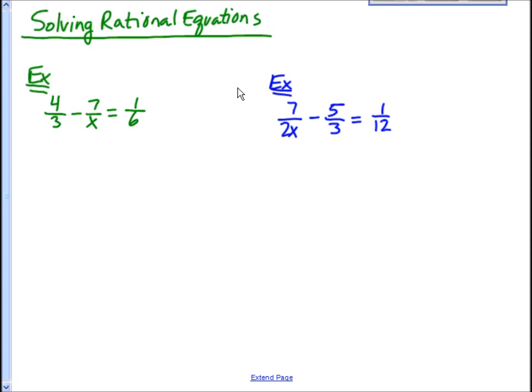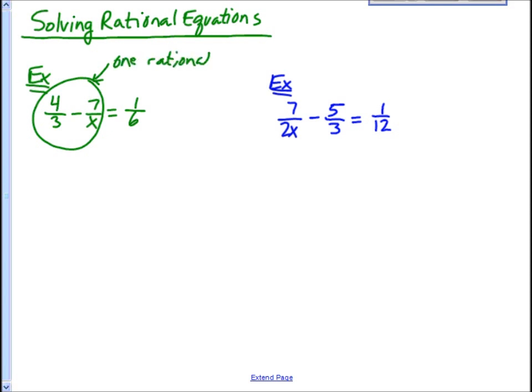So we're going to use some of those processes that we used in the last couple sections to help us simplify. If you look at this first one here, 4/3 minus 7 over x, you see how you've got two terms here, right? Two rational expressions, if you will. You want to merge those into one.